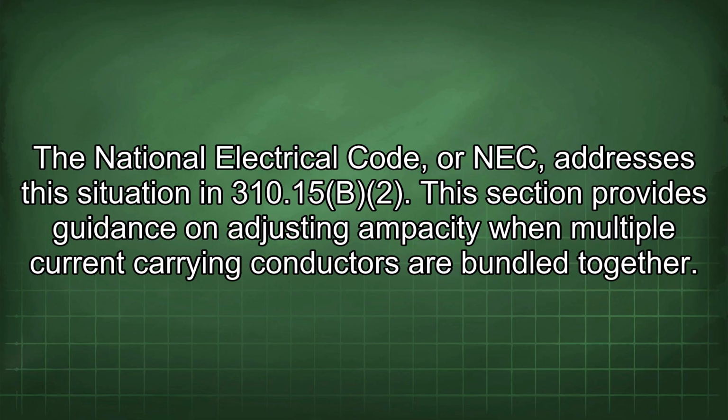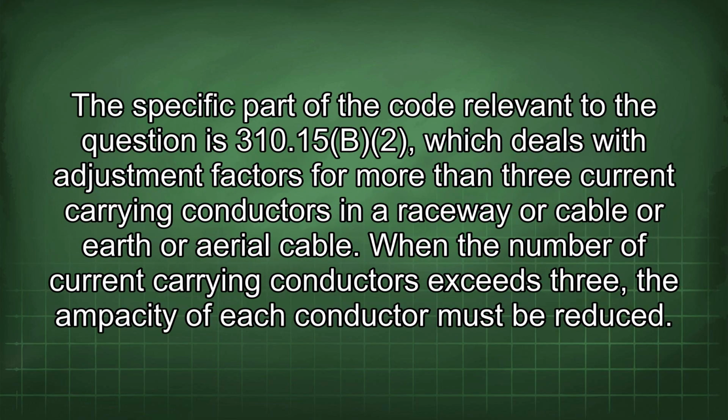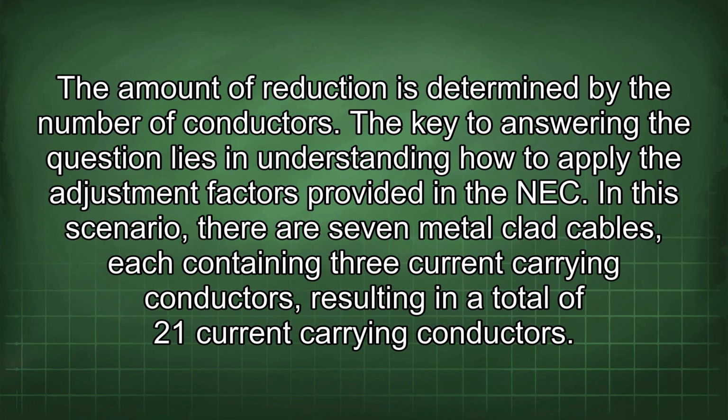The National Electrical Code, or NEC, addresses this situation in 310.15(B)(2). This section provides guidance on adjusting ampacity when multiple current-carrying conductors are bundled together. The specific part of the code relevant to the question is 310.15(B)(2), which deals with adjustment factors for more than 3 current-carrying conductors in a raceway or cable or earth or aerial cable. When the number of current-carrying conductors exceeds 3, the ampacity of each conductor must be reduced. The amount of reduction is determined by the number of conductors.